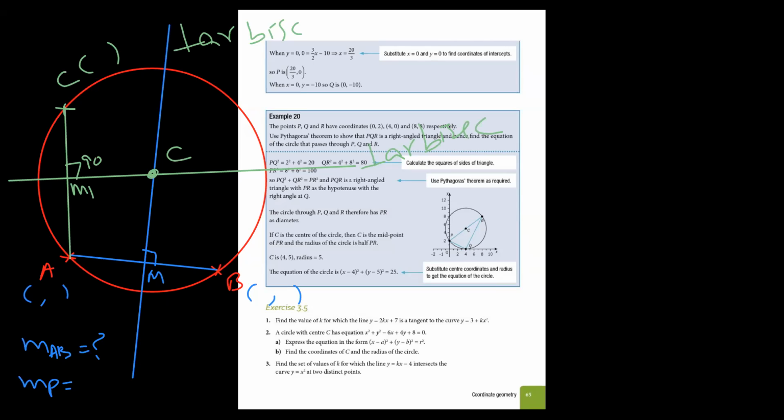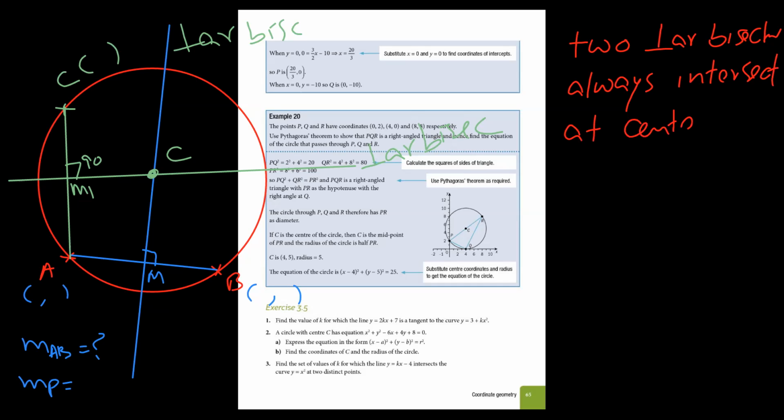Yes, sir. Key point, I'm writing the key point: two perpendicular bisectors always intersect at the center of the circle. This is a star point. I am sure you got the idea. You understood or not, Muhammad Shabbir? Yes, understood. So you can find it easily.